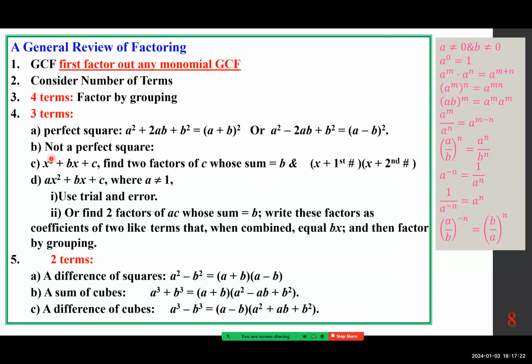And if the coefficient happens to be a, then we can use trial and error or find two factors of AC whose sum is b, and write these factors as coefficients of two like terms, terms that when combined equal bx. So it's a little bit more complicated, but it's really not too bad.